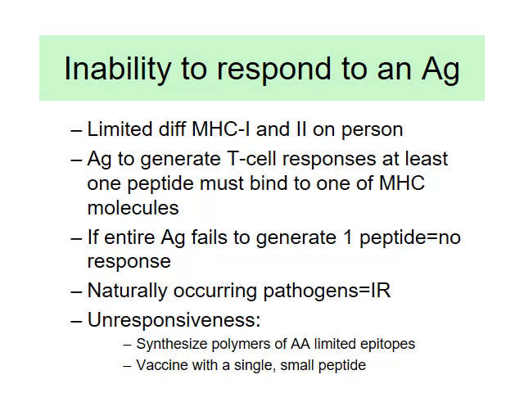And finally, you are unresponsive. You're taking up the antigen, but you cannot basically synthesize polymers of amino acids, especially in the case when there's a vaccine with a single small peptide. If you prepare a vaccine which just has a small peptide, the chances are it's not going to be a good vaccine, because you're going to hit or miss because of the size of that.